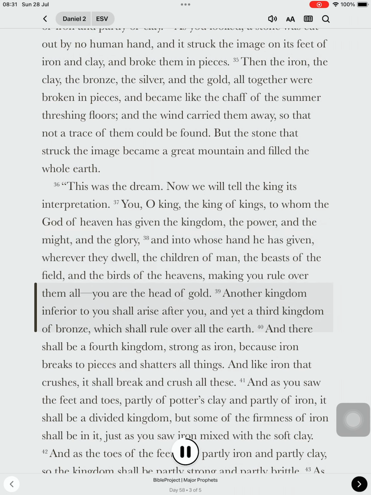Another kingdom inferior to you shall arise after you, and yet a third kingdom of bronze, which shall rule over all the earth. And there shall be a fourth kingdom, strong as iron, because iron breaks to pieces and shatters all things. And like iron that crushes, it shall break and crush all these.